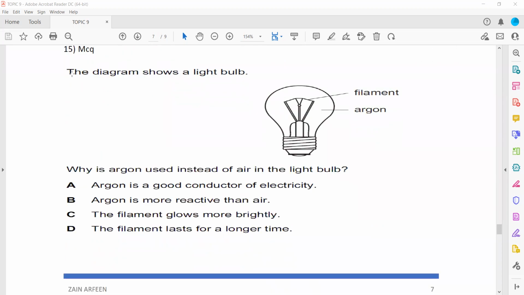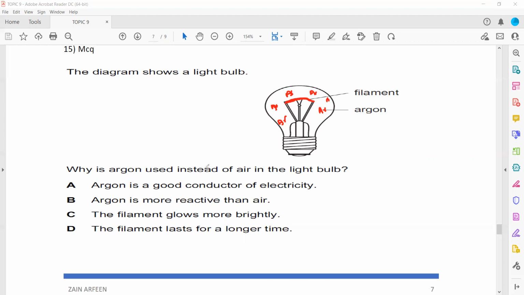And the diagram shows a light bulb. Why do we use argon instead of air? Because argon is unreactive. It does not react, so the filament will last for a longer period of time, because the filament does not react with argon. If there was air, air contains active components such as oxygen, which will react with the tungsten and reduce the strength of the tungsten. That's why we don't use air, we use argon.